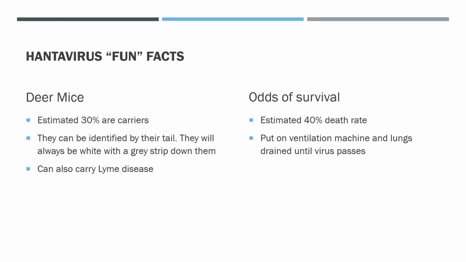If you get the hantavirus, there is no known cure. The only course of action is to be put on a ventilator and potentially have your lungs drained if necessary. Of all known cases of the virus in the United States, 40% have died, but in a positive way, 60% have lived.